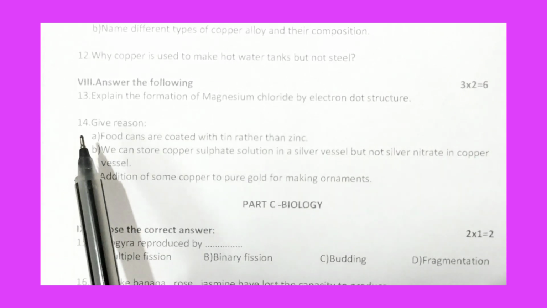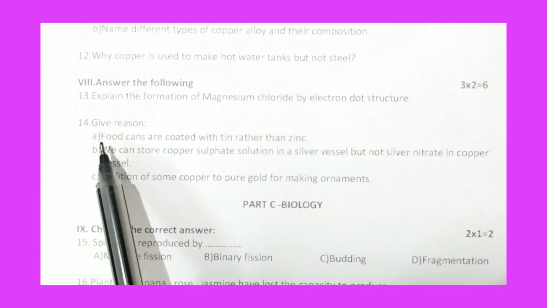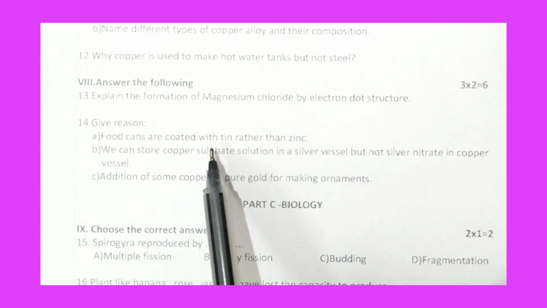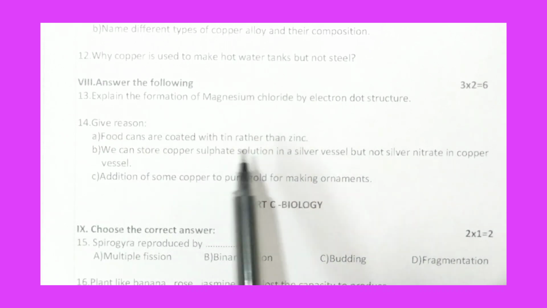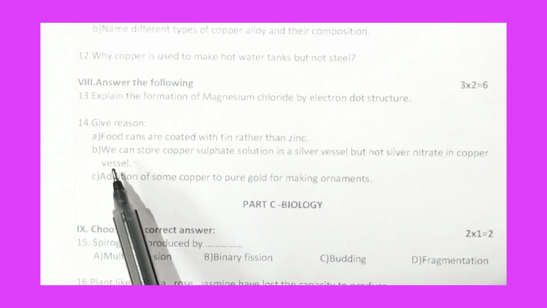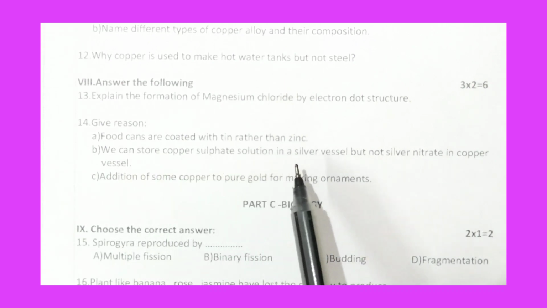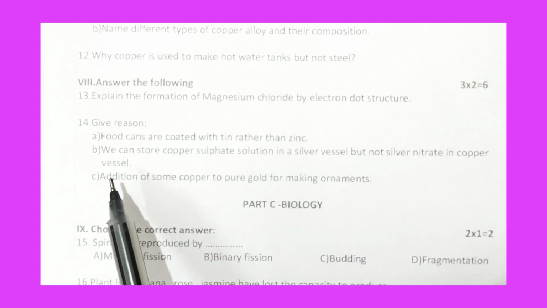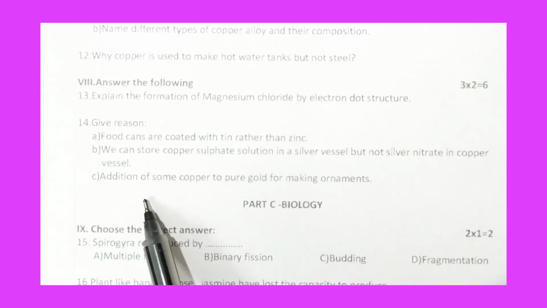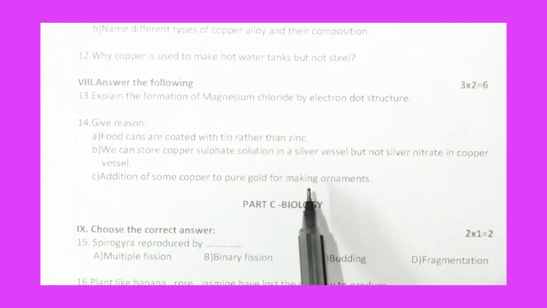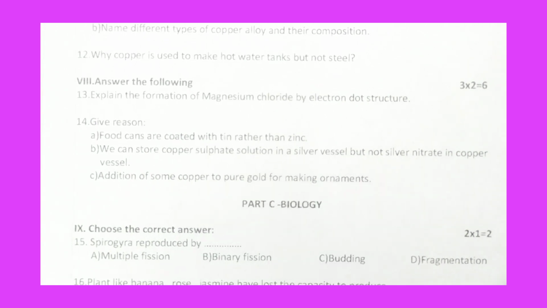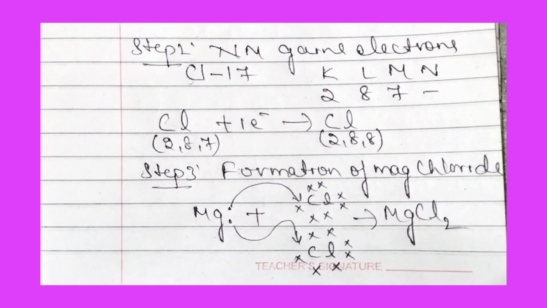Now the last question of chemistry is: give reason. Food cans are coated with tin rather than zinc. We can store copper sulfate solution in a silver vessel, but not silver nitrate in a copper vessel. Addition of some copper to pure gold for making ornaments. So let us answer all the 3 questions now.